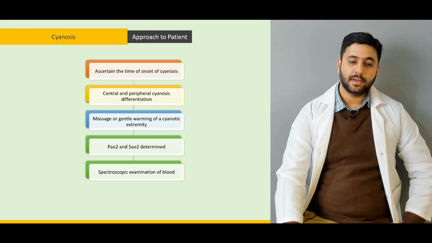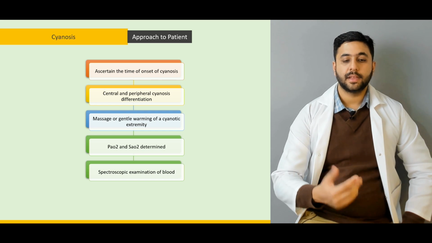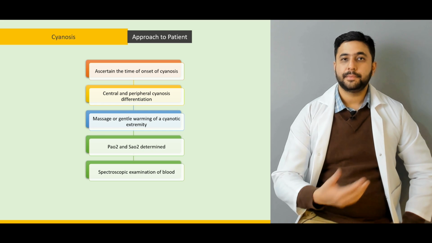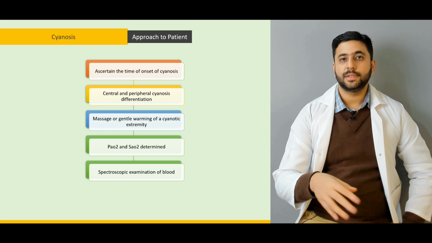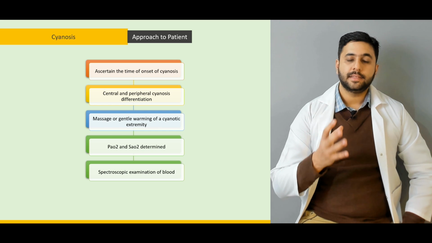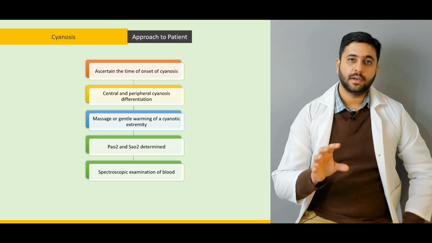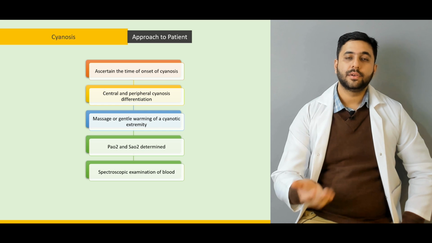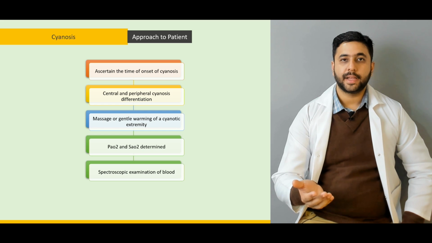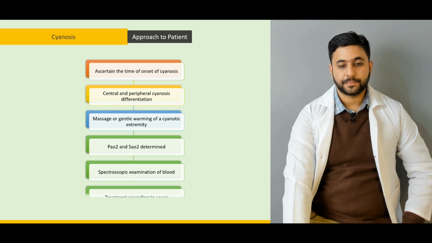We can also use certain devices like spectroscopy to examine the blood. This spectroscopic examination gives us an insight into abnormal hemoglobins. For example, if we have, instead of oxygen, carbon monoxide sitting in one of the 4 chains of hemoglobin, then we can rule it out with the help of a spectroscopic examination. It also can give us an insight on the abnormal hemoglobins present.